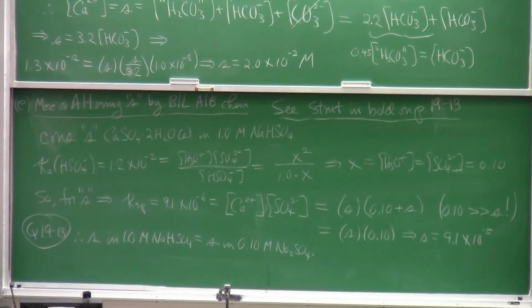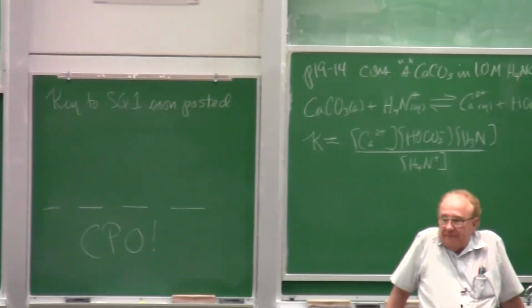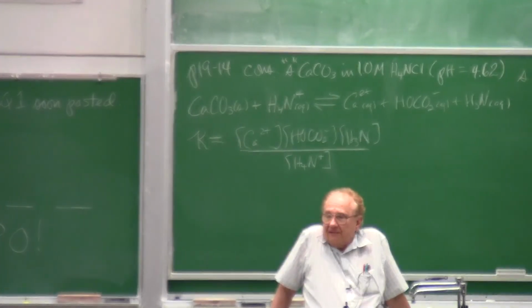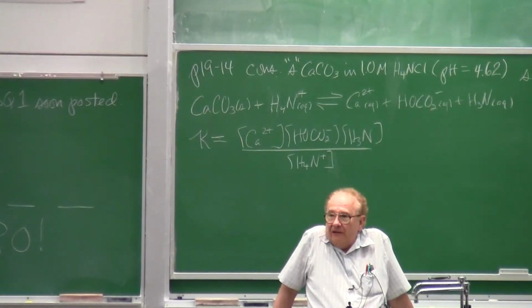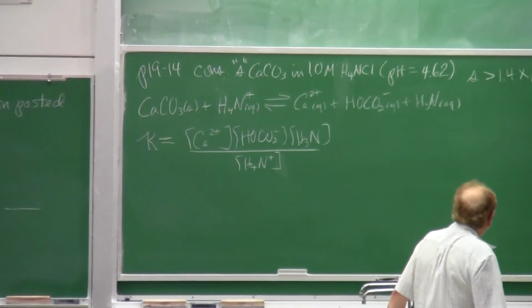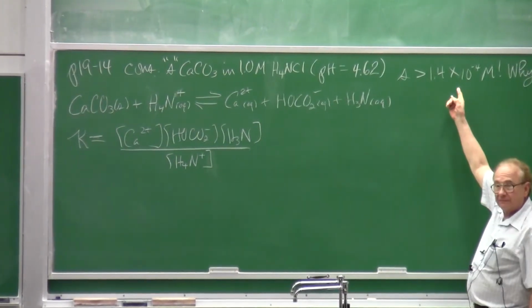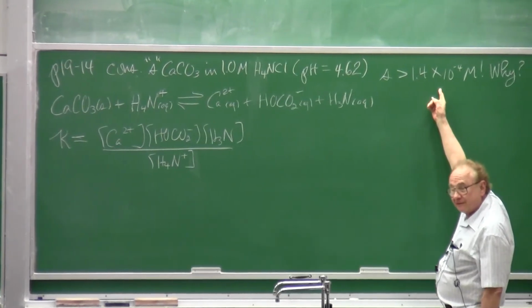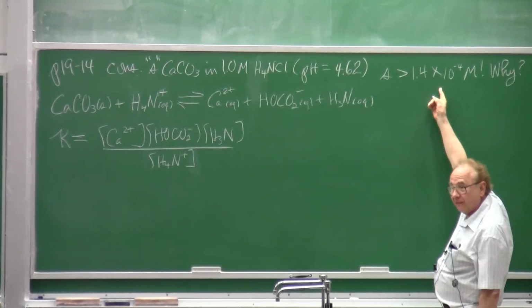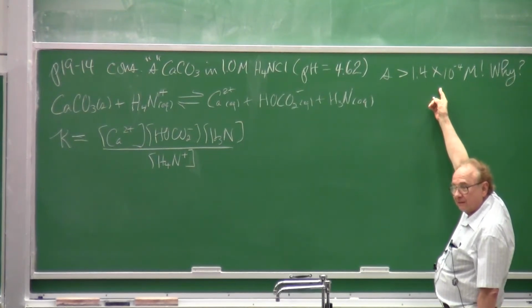So before we do any arithmetic, we can answer the question: how does the solubility of calcium carbonate in 1 molar ammonium chloride solution compare to this value? Remember that this is the calcium carbonate solubility in straight water? Okay. So how must the solubility in the ammonium chloride solution compare to this value?